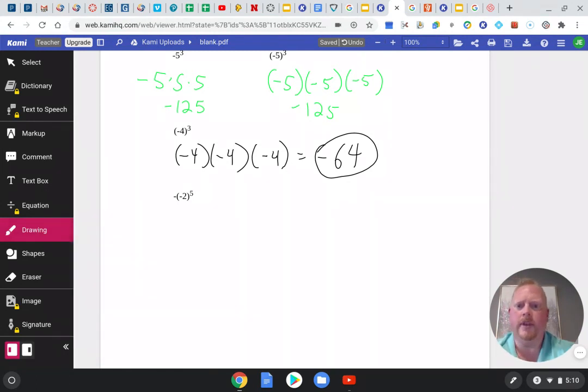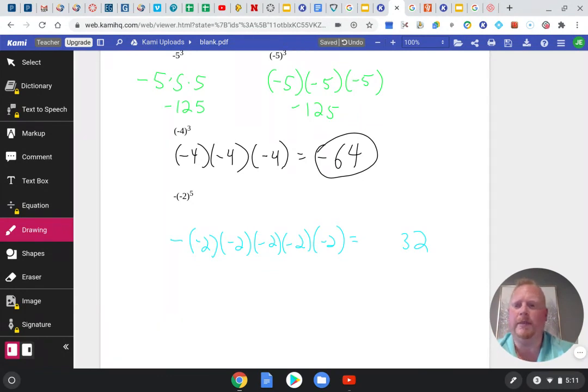Last example. Here I have a negative already sitting outside the parentheses, so that negative just comes on down. And then the negative 2 happens 5 times. So negative 2, negative 2, negative 2, negative 2, negative 2, 5 times. So multiply the 2 times 2 times 2 times 2 times 2, and that's going to give you 32. And then let's count the negatives. There's 1, 2, 3, 4.